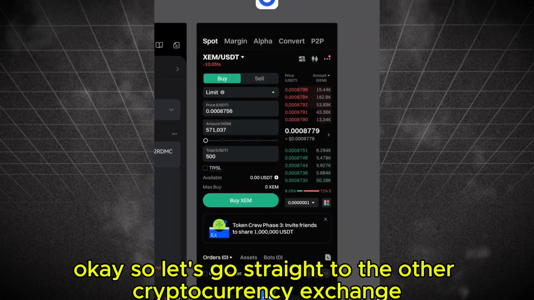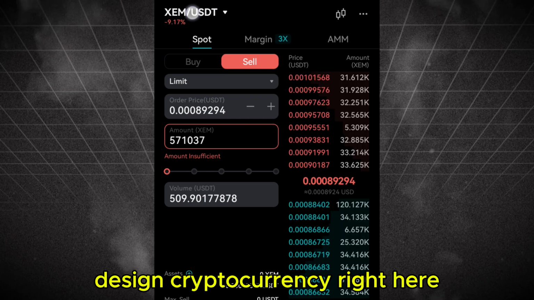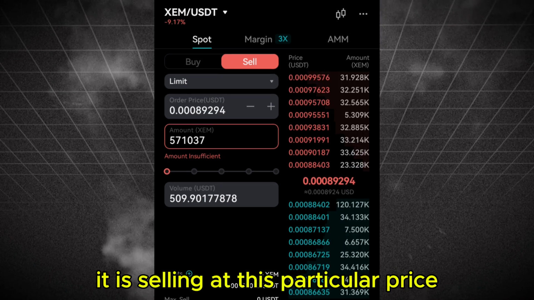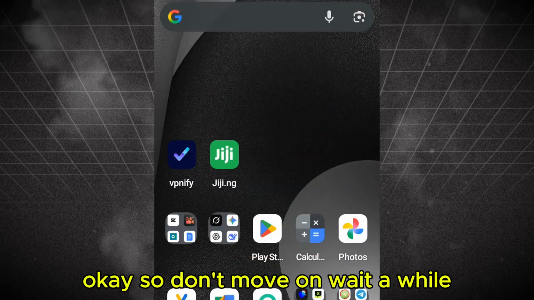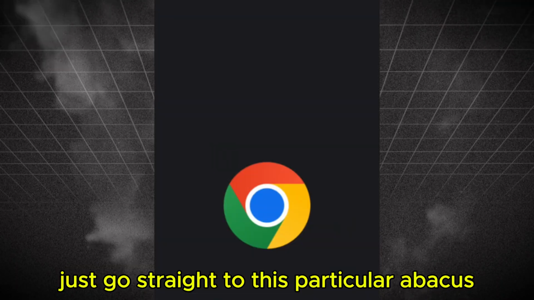Okay, so let's go straight to the other cryptocurrency exchange right here, which is CoinEx. Take a look at the same cryptocurrency right here. It is selling at this particular price. So don't move on, wait a while. Now, if you want to spot any particular cryptocurrency that is selling at a low price, just go straight to this arbitrage scanner right here.